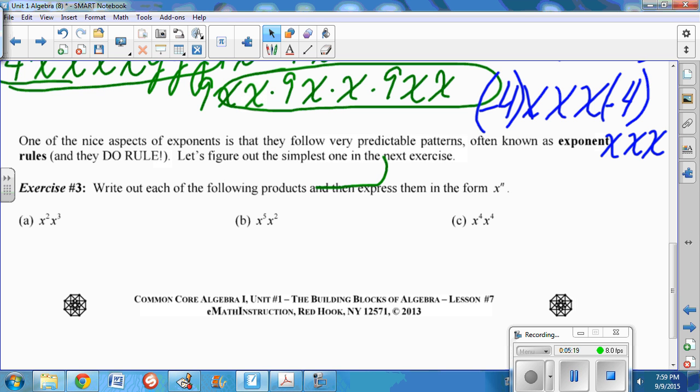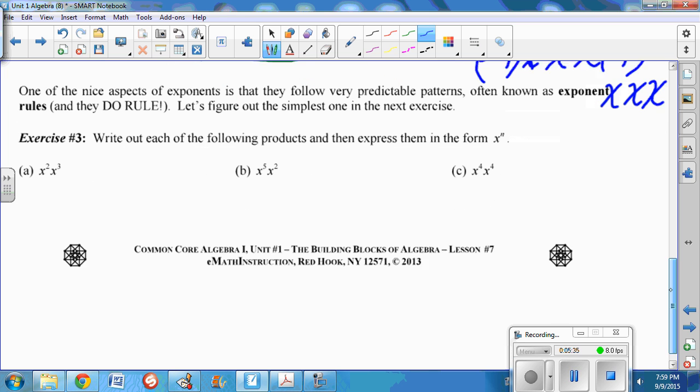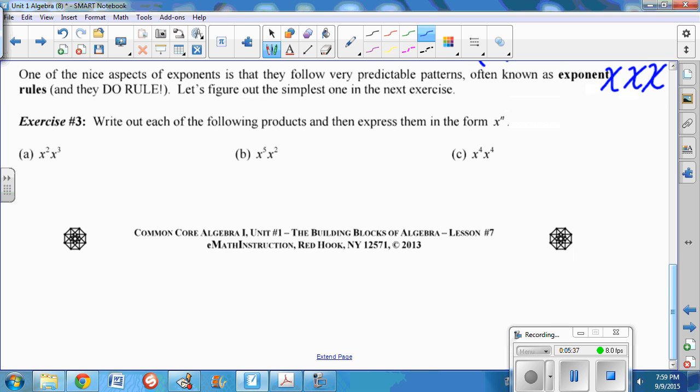So it says one of the nice aspects of exponents is that they follow very predictable patterns, often known as exponent rules. And the author of this textbook that we use does have a sense of humor. He says, and they do rule. Let's figure out the simplest one in the next exercise. So write out each of the following products and then express them in the form of x to the n.